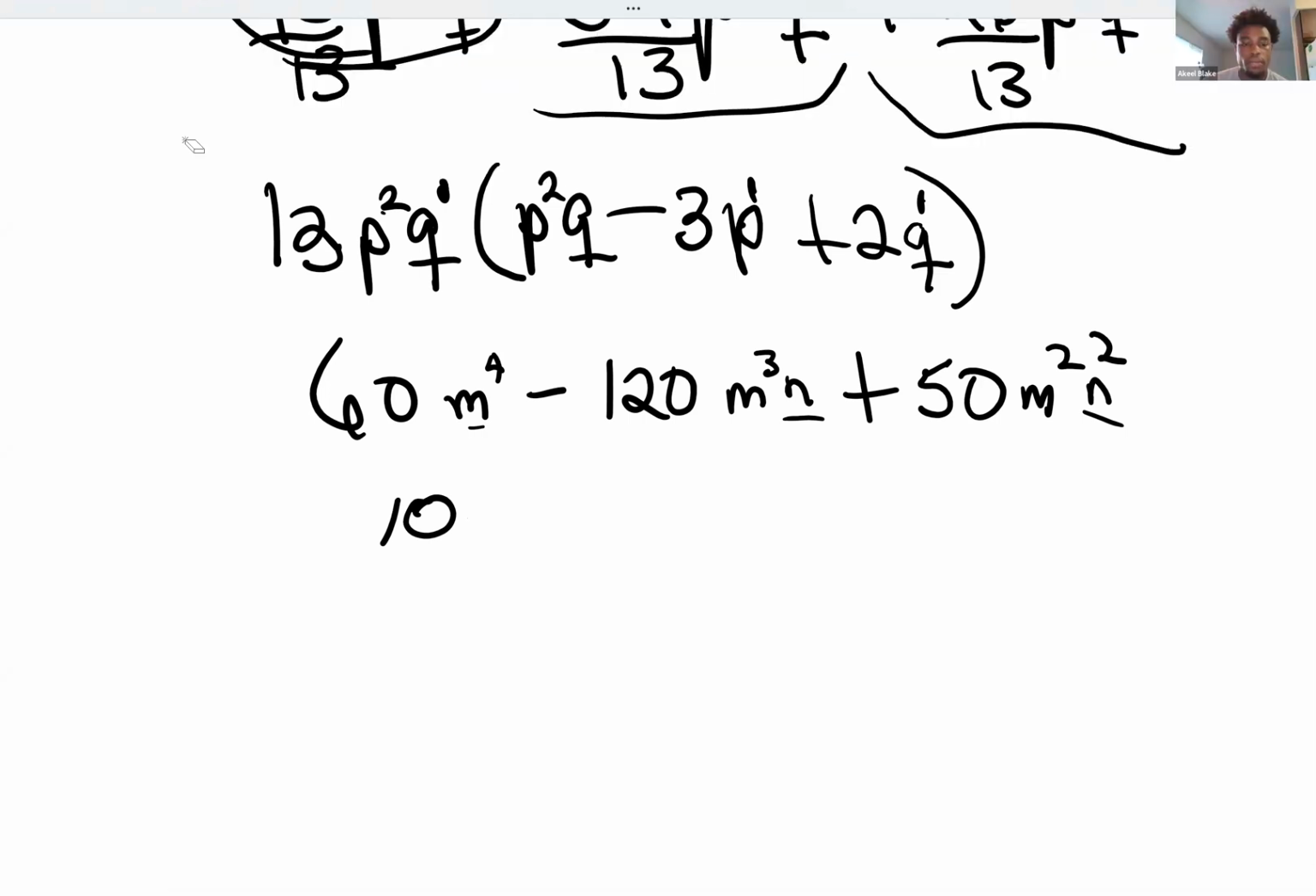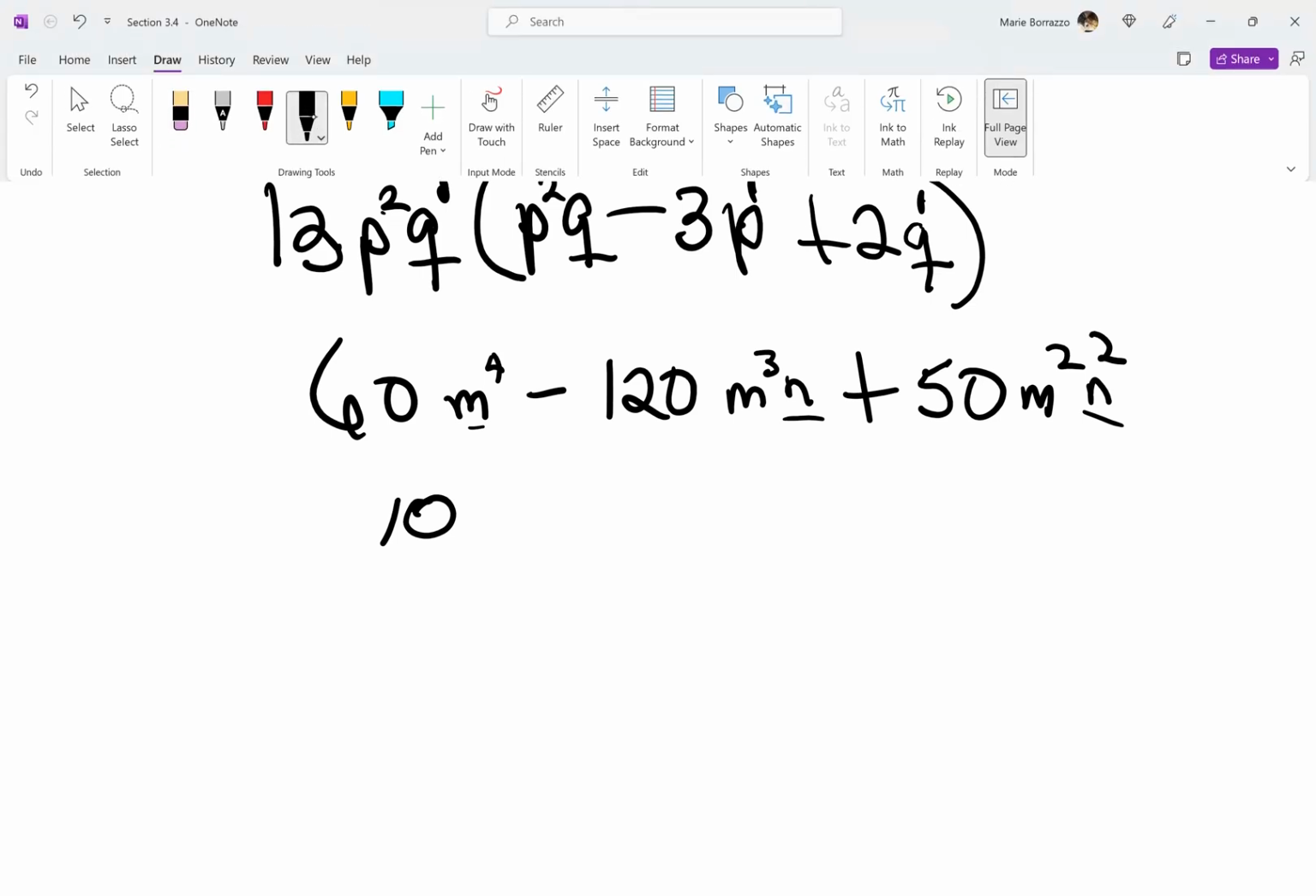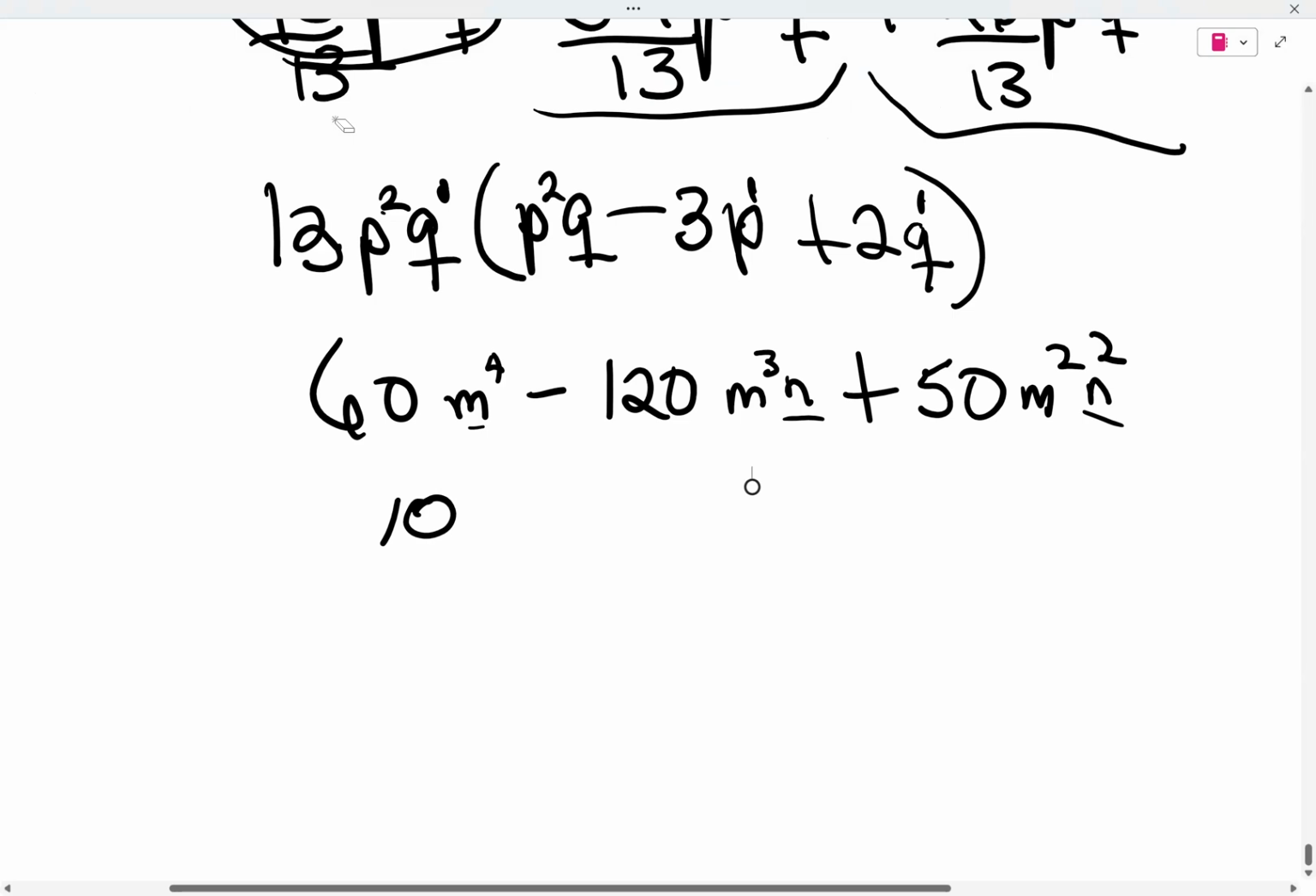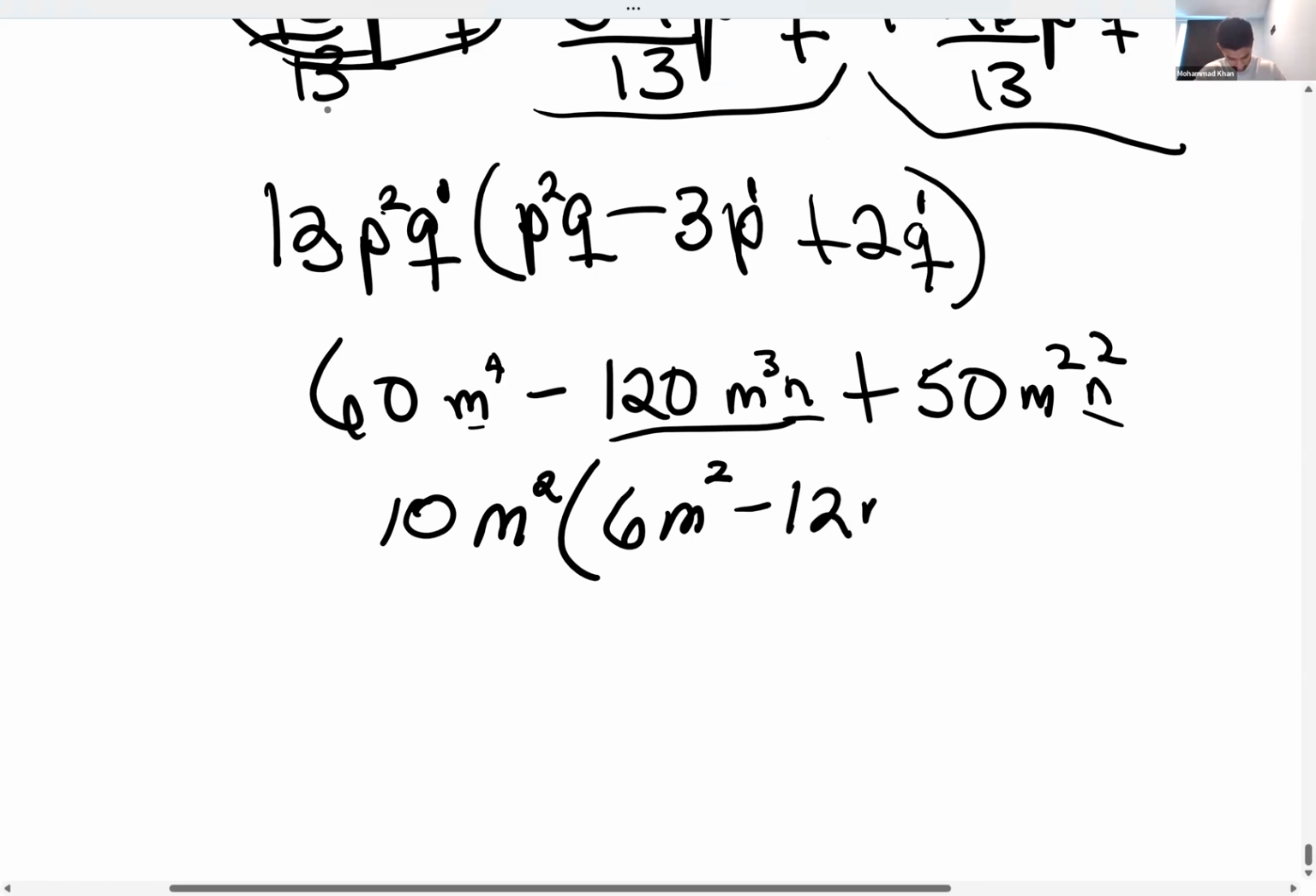M squared. Yeah, that's the only thing you can take out because n isn't present in everything. N is only present in these two, the 120 and the 50. So if I take out m squared, now I can finish. So I'm missing a 6m squared minus, what am I missing here? Minus 12mn, right? And what am I missing here? Plus a 5n squared.